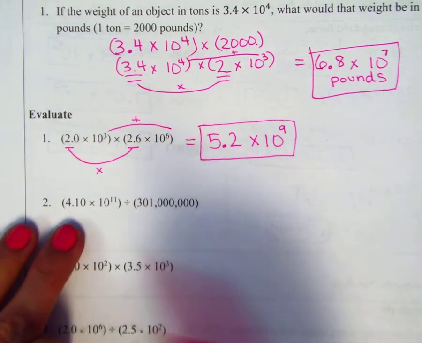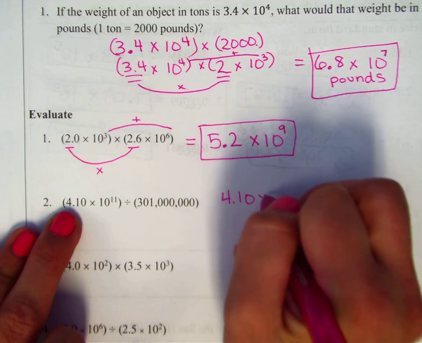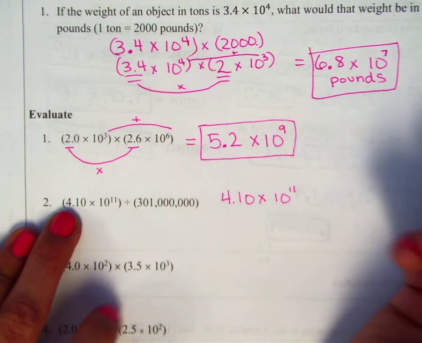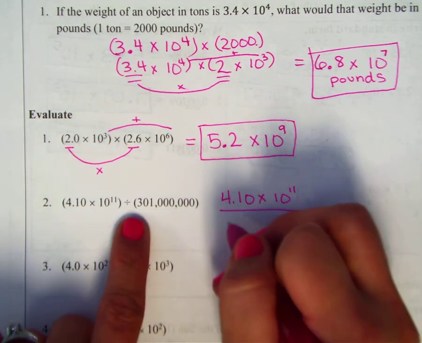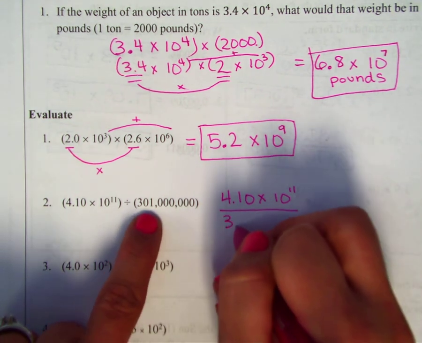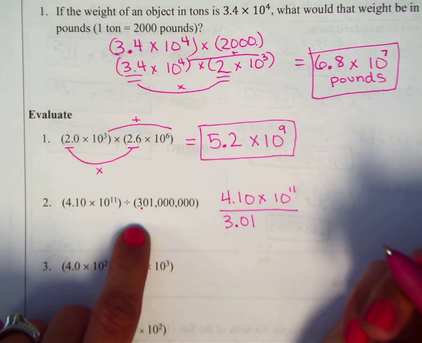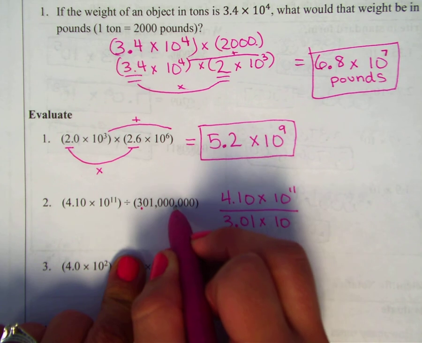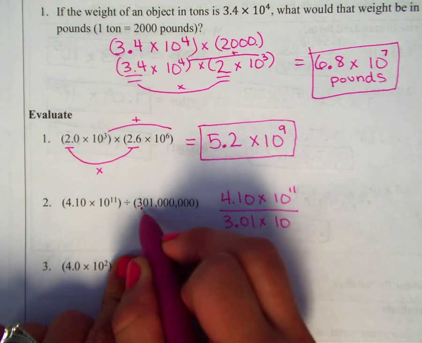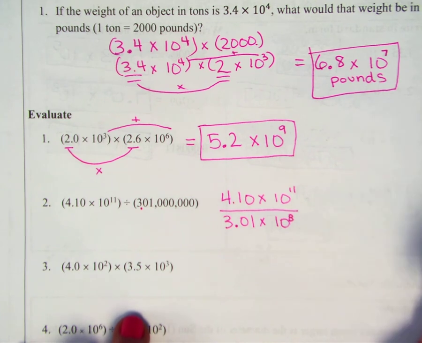Now this one's a division. So I have 4.10 times 10 to the 11th divided by, I'm going to write this in scientific notation, 3.01 if I make this between 1 and 10, times 10 to the, well, if we look, I've got 3, 6, 7, 8 spots I would have had to move that over. Okay, so this time it's division.